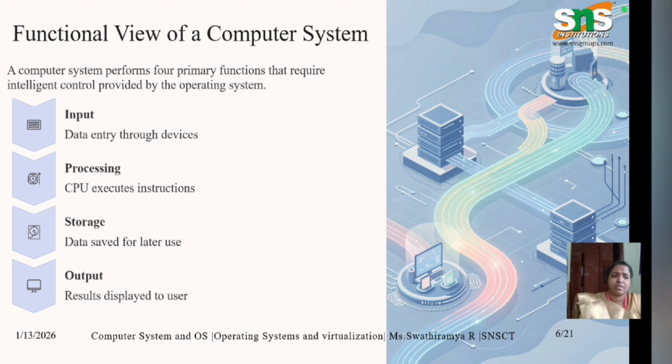Finally, once the processing has been done and the data has been stored, you have to produce the output, to display the output or do some task, whatever the task has been asked by the input. For example, we ask it to display something. Once the processing has been done, the data will be displayed to the user, and that will be the output. These are all the main functions of a computer system.